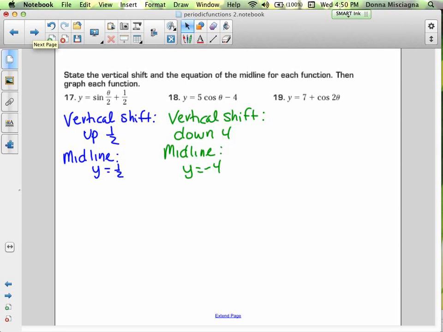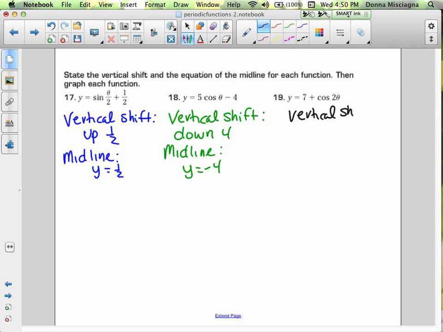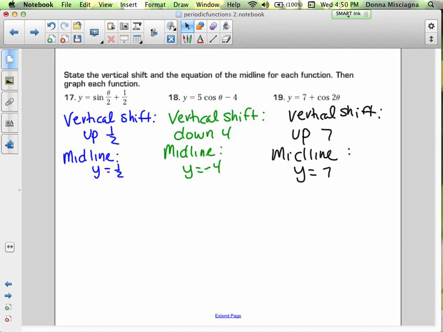And the last one there, the vertical shift is going to be up 7. And the midline is just going to be y equals 7. So there you go. That's all there is to identifying vertical shifts. You just look to see what's added or subtracted from the whole function. And whatever the vertical shift is, that's the midline as well.